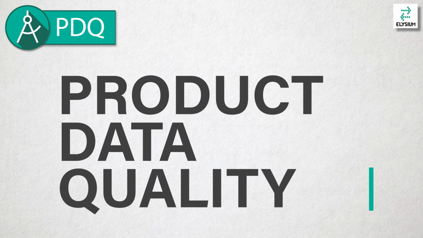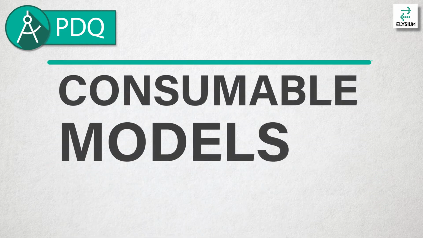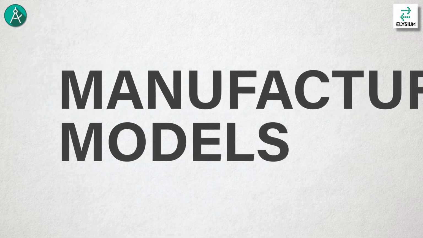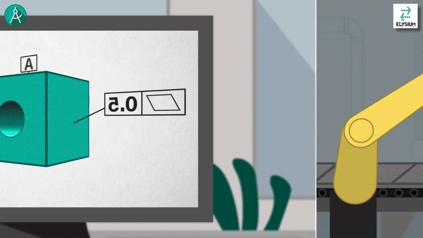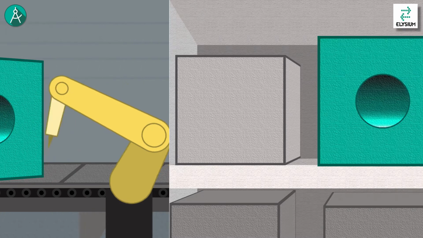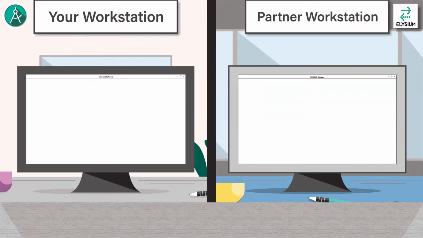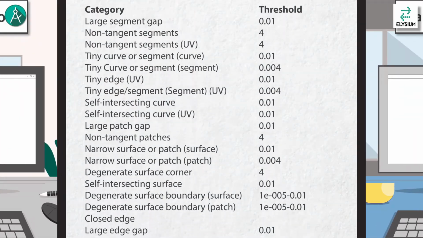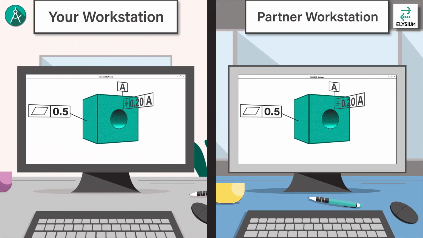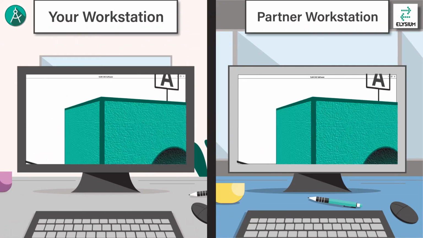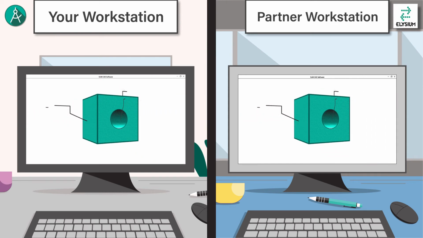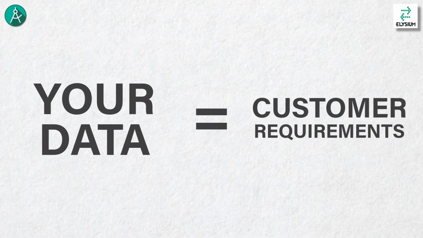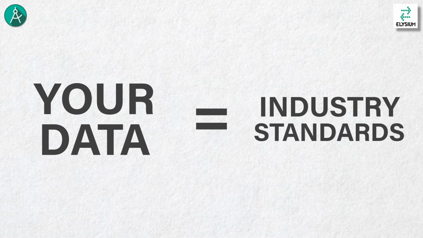Product data quality check will make sure models are consumable, shareable, and manufacturable. So you can go from design, to manufacturing, to production. PDQ looks at many different elements to make sure you are within the threshold. This will give you an accurate and reliable model, so your data will meet customer requirements and or an industry standard.